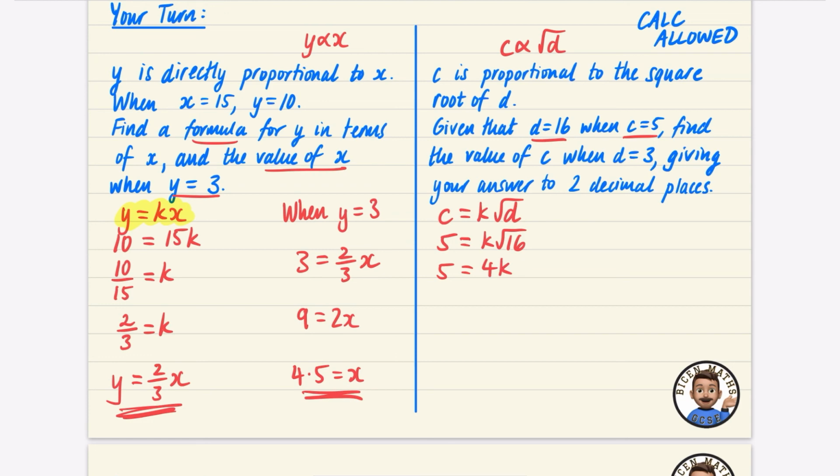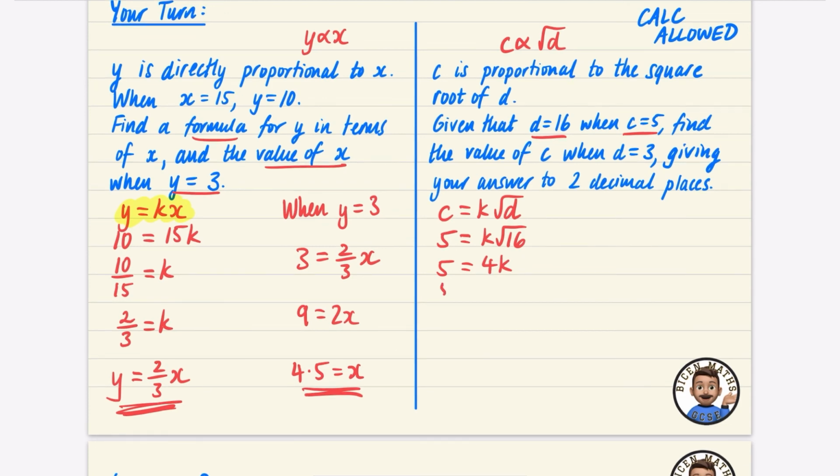Now I'm going to find out what k is by dividing by 4. So I will do 5 divided by 4 is equal to k. And you could work out that on a calculator, but 5 divided by 4 is 1.25. So k is 1.25. That means I'm going to take this and rewrite the original formula so that c is equal to 1.25 times the square root of d. Now we found out what the formula is.